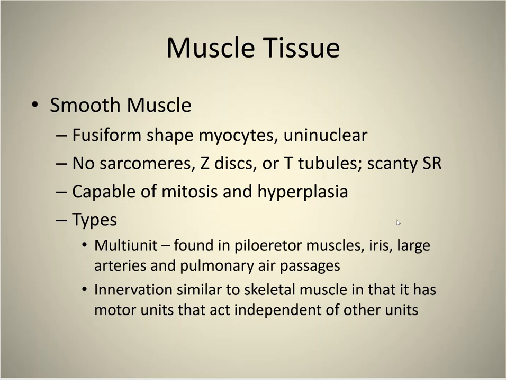There are two basic types. The more uncommon type is called multi-unit, found in piloerector muscles, which are the muscles that cause goose flesh, the iris, large arteries, and pulmonary air passages. Its innervation is similar to skeletal muscle in that it has motor units that act independent of each other, and these are slaves to the motor neuron, just like skeletal muscle cells.